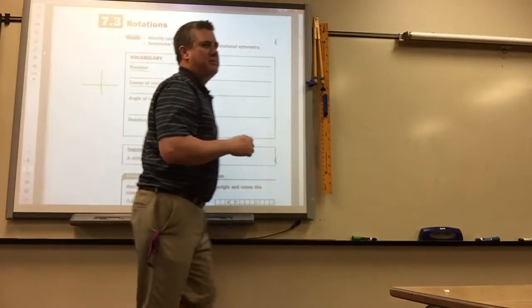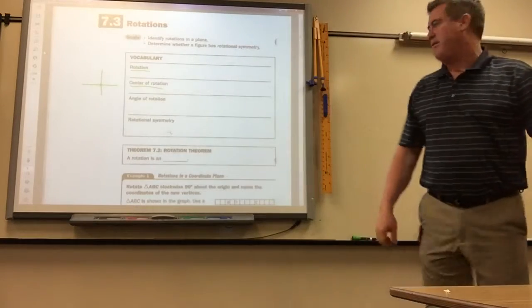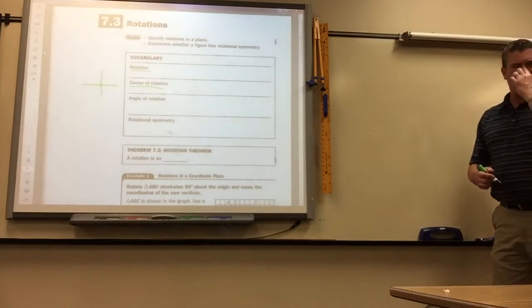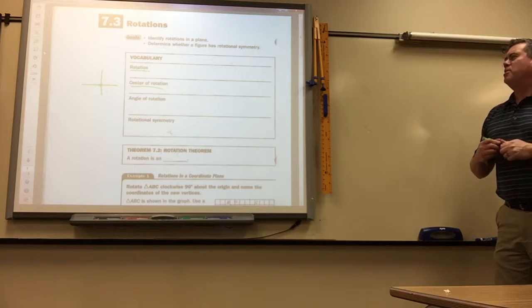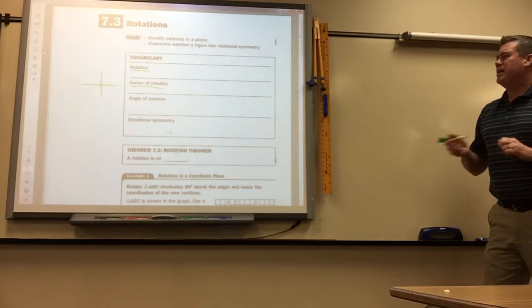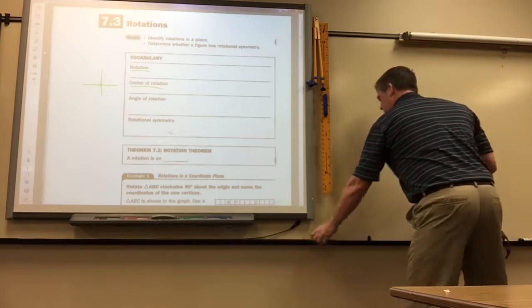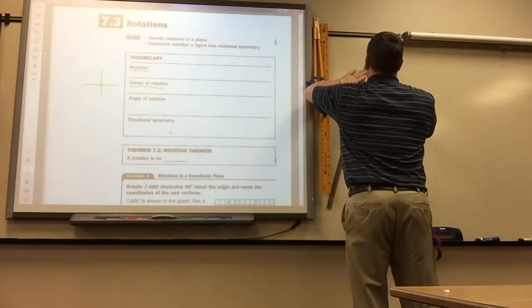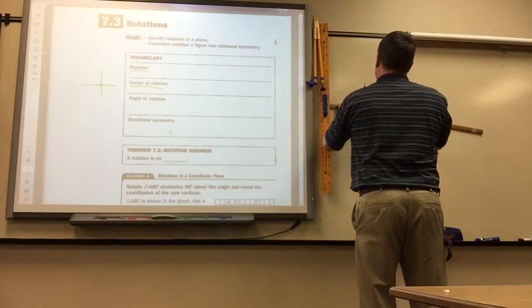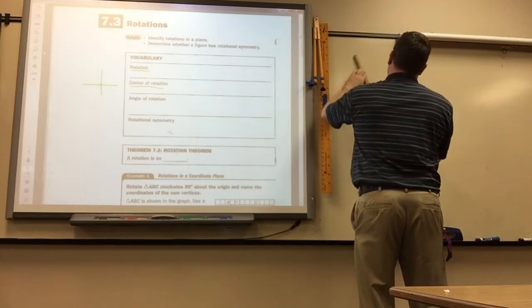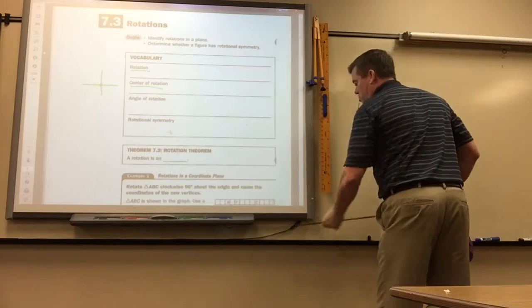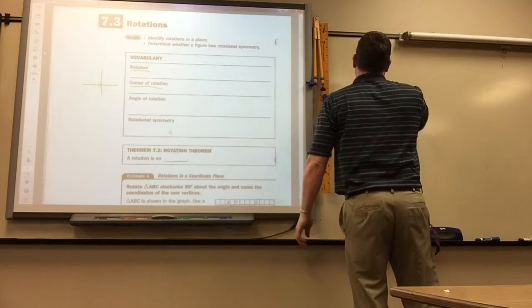Rotational symmetry is something that's super easy, but if you don't know what it is, it's tough. They've had it on the MCA test the past few years. So, an example of rotating. Okay, most of the time we do just triangles.